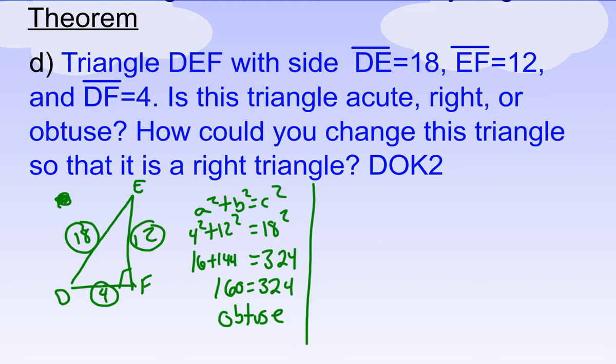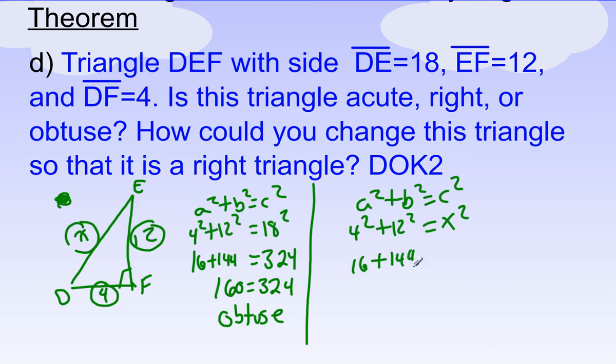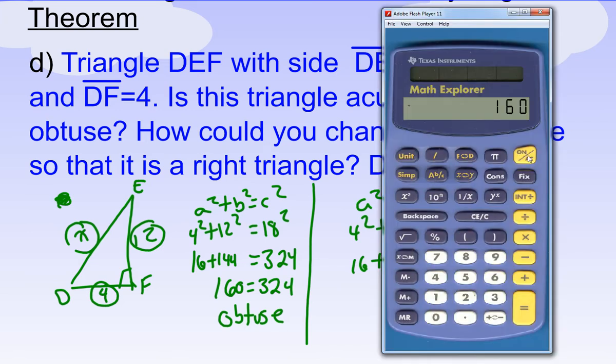So in my problem, I don't want to keep this 18. So I'm going to make that an x. A squared plus b squared equals c squared. That is going to be my hypotenuse, or I guess I could use the x. And then the 4 squared plus the 12 squared, that gives me 16 and 144 equals x squared. That gave me 160 equals x squared. If I square root both sides, I'm going to get like 12.8 or something.